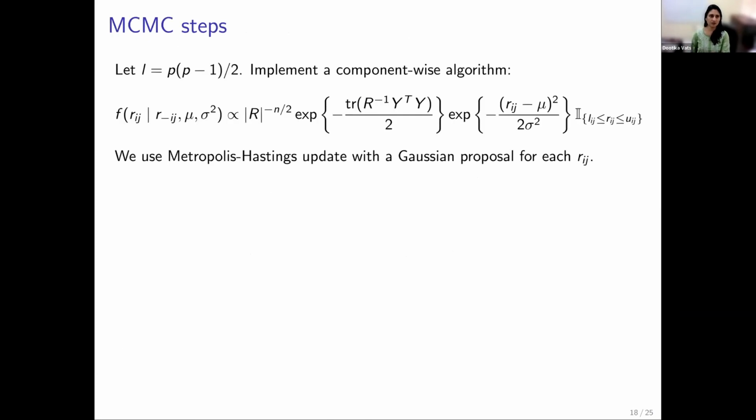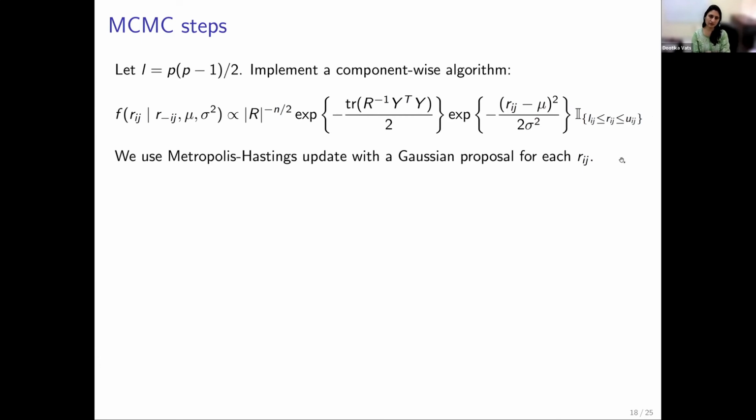Let L, a small L, be equal to P times (P minus 1) over 2. Those are the number of unique elements in a P by P correlation matrix. And so the MCMC algorithm is a component-wise algorithm where each element of the R correlation matrix is updated via what is called a full conditional, so conditioning on every other parameter and the data. That is proportional to the determinant of R to the power n minus 2 times this quantity over here, with the restriction that R is greater than and less than some bounds.